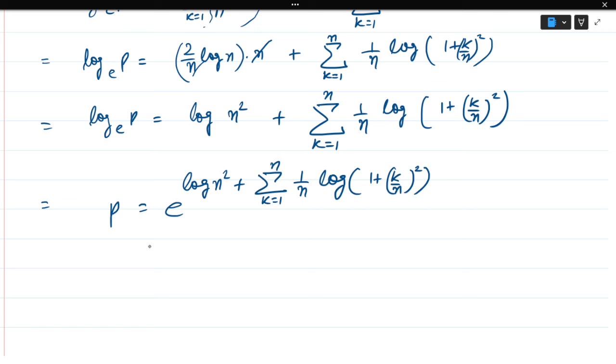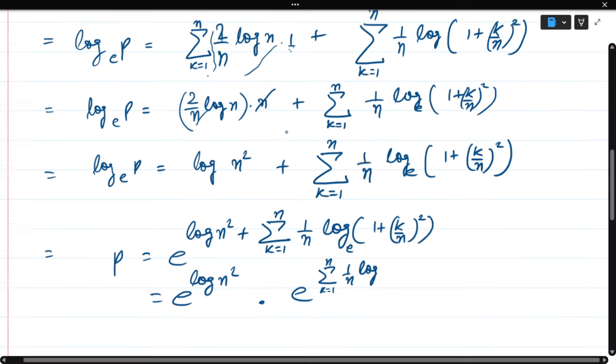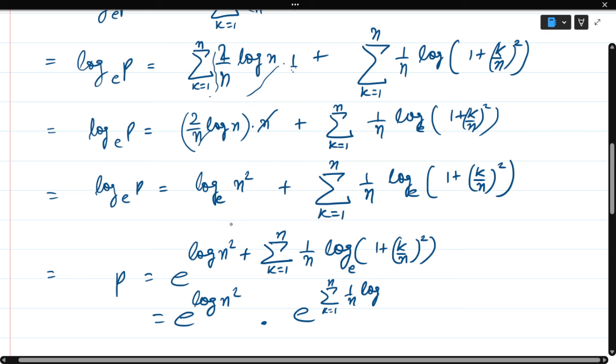Now further, one can distribute using the property of exponents, so it will be e to the power log n square plus e to the power, multiplication, it will be in product, summation k equal to 1 to n of 1 by n log to the base e. The base e is very much important, right? So it will be e.